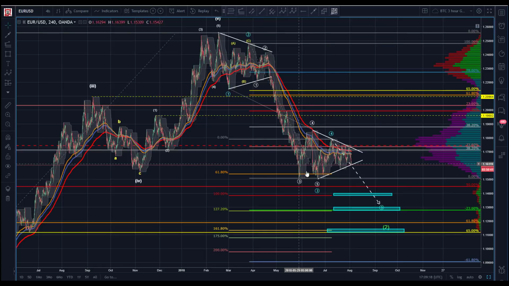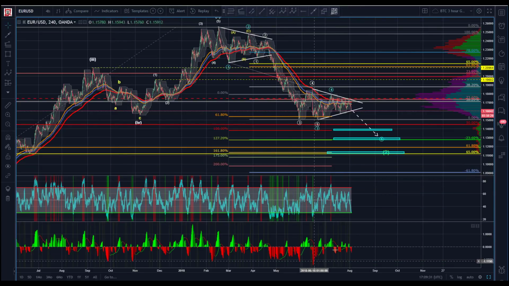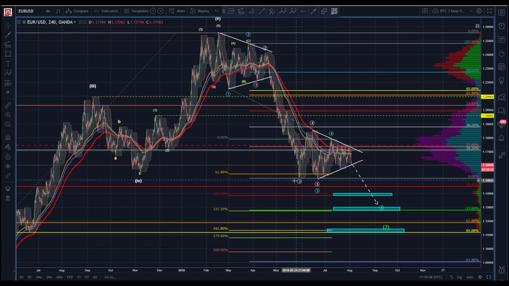So 1, 2, 3, 4, potentially now. First we've got to break out of this triangle. If we're going to break lower, these are all potential targets where we would look for things like some divergence in our indicators. Clearly we'd want the RSI to be oversold, and we're seeing signs of some divergence here as this gets weaker and weaker. We don't have new prices yet to get classic divergence, but that's something to be watching.